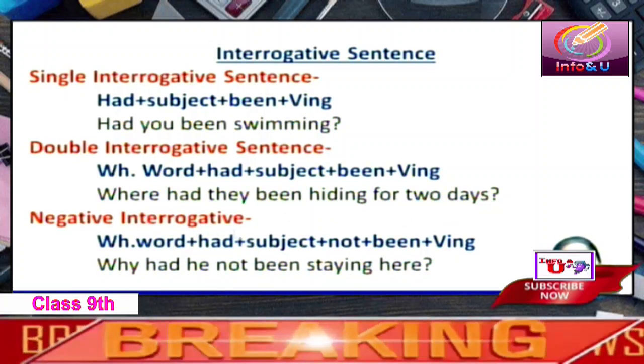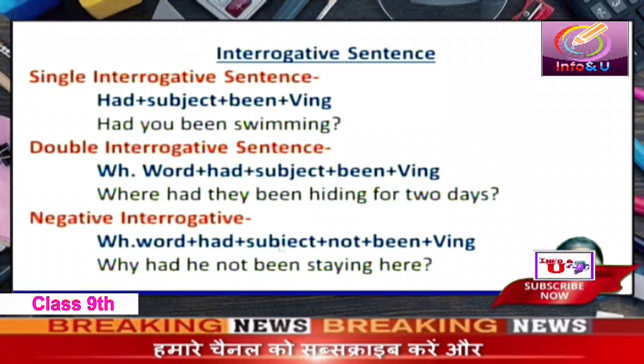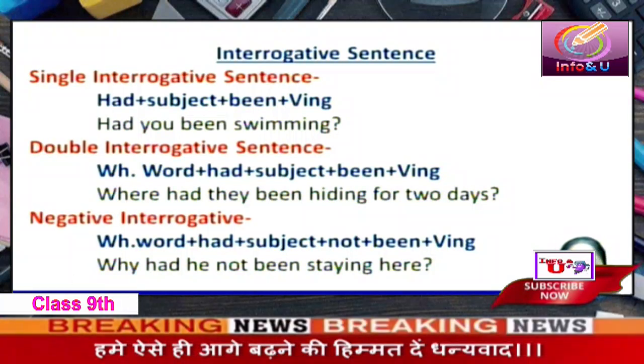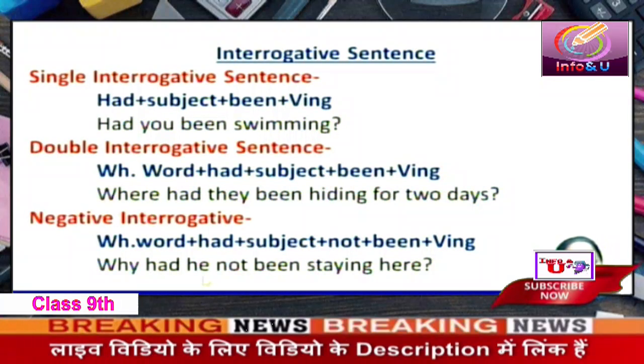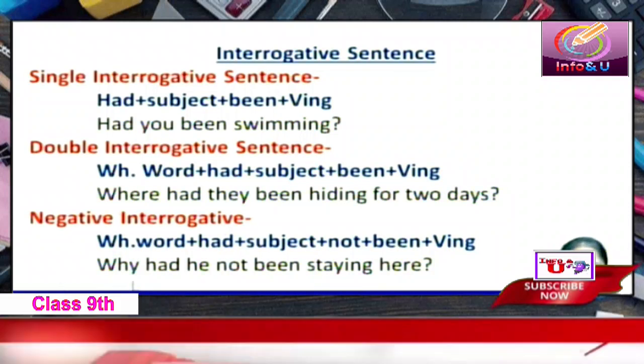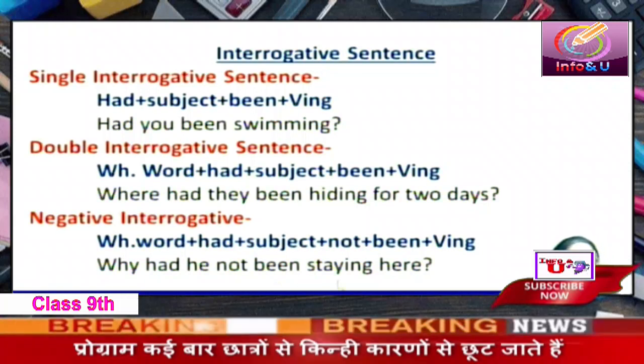For negative interrogative, we have the rule WH word plus had plus subject plus not plus been plus ing form of the verb. And the example is, why had he not been staying here? And I told you that this negative interrogative can be written even without WH word. So the sentence can be, had he not been staying here?